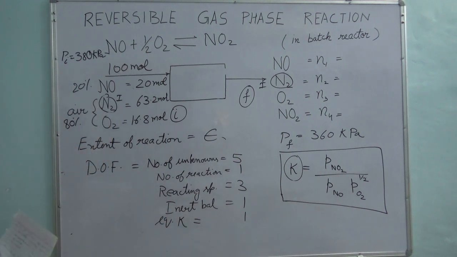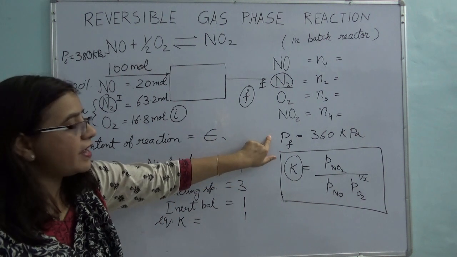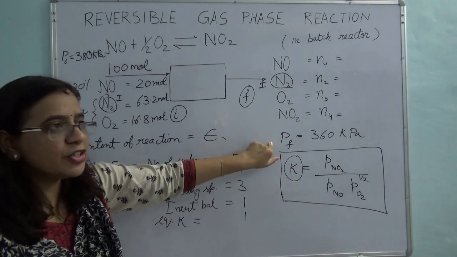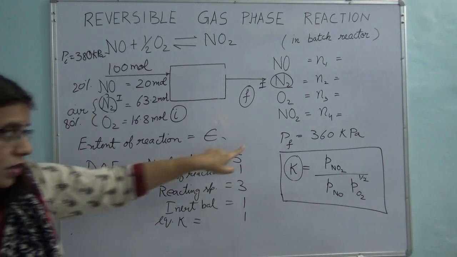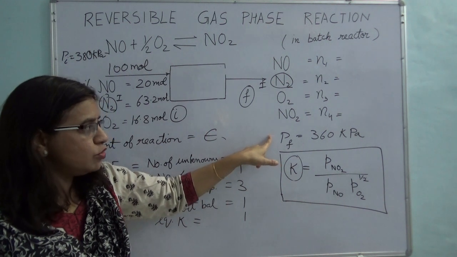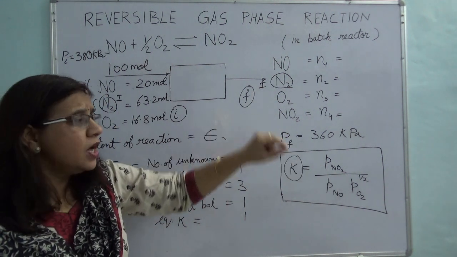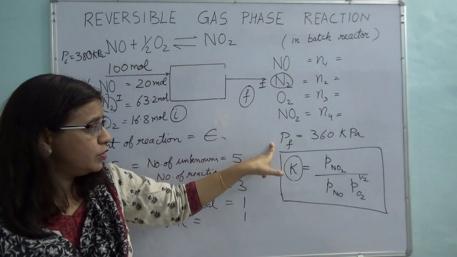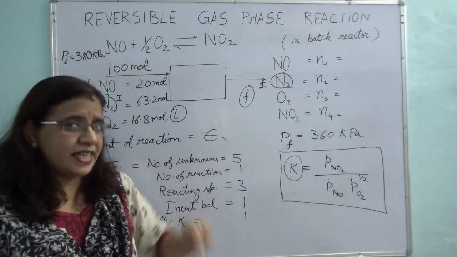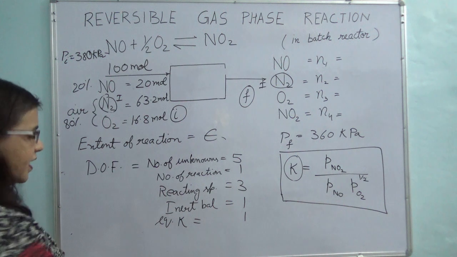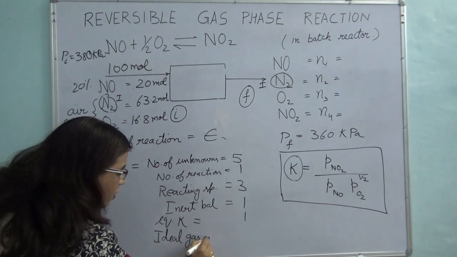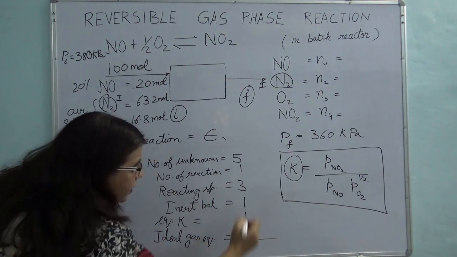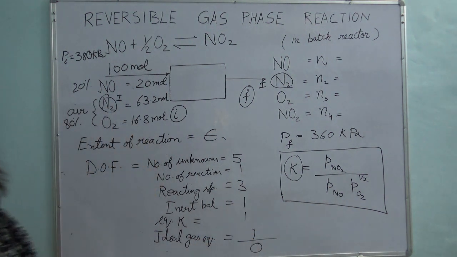Okay. And one more thing I have, and that is, see, my final pressure is given. From final pressure I can find out my total number of moles, which I can use along with this equation. So, how am I going to find my total number of moles? Using this, I will have to use my ideal gas law. So, somewhere my ideal gas equation is one more equation which I can use. Okay. So, then my degree of freedom is equal to 0 and I can solve this problem.